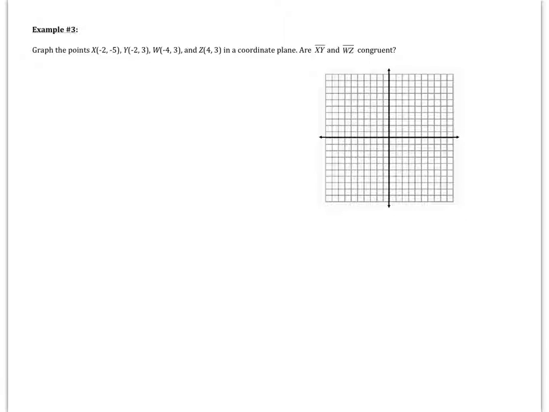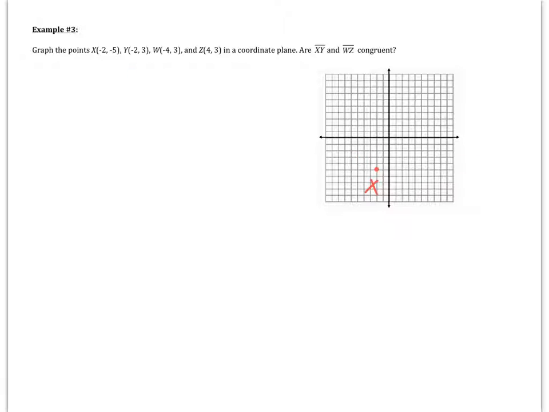Keep in mind that when graphing an ordered pair, the first number in the ordered pair is the x, the second number is the y. So your first number is going to tell you whether you're going to go left or right. Your second number is going to tell you whether you're going to go up or down. So for X, which is at -2, -5, I'm going to go to the left 2 and down 5. So you can see here we have point X down here.